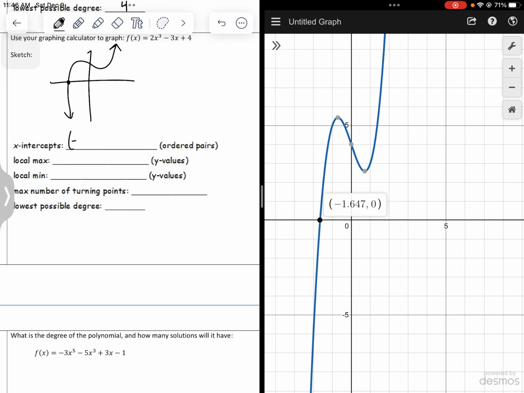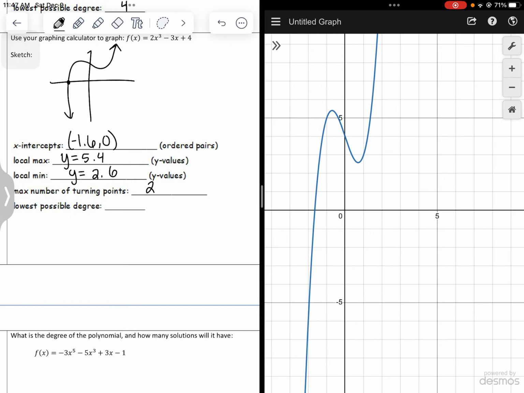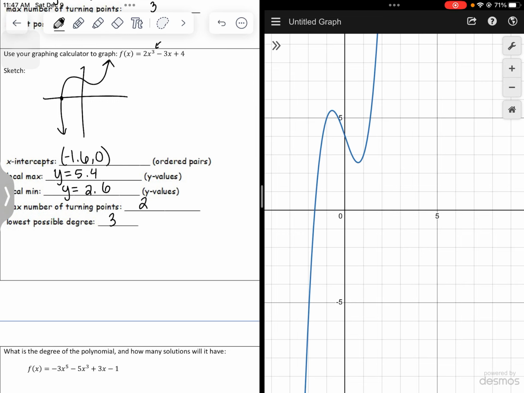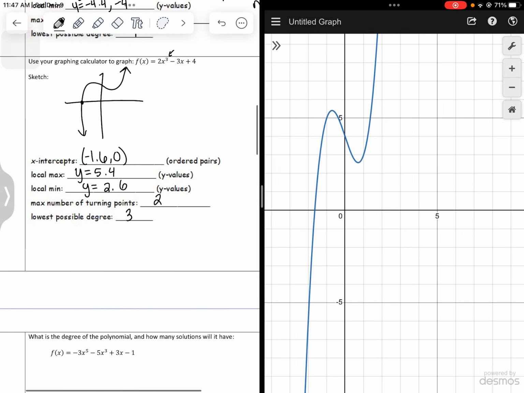And we're going to ask for the tenths place, so rounding to like 1.60. There's only 1 x-intercept there. We got 1 maximum value, and remember, I'm looking for the y coordinate. And then we have 1 minimum value, again looking at the y coordinate. Whoops, probably round that to 2.6. And then that would mean 1 max, 1 min, 2 turns, and the lowest possible degree is 3. And you know that too because you typed it in.